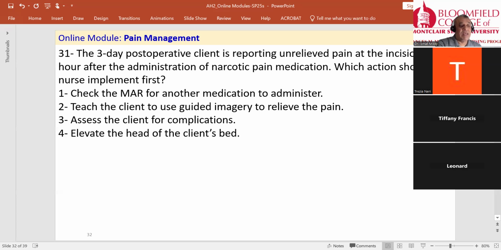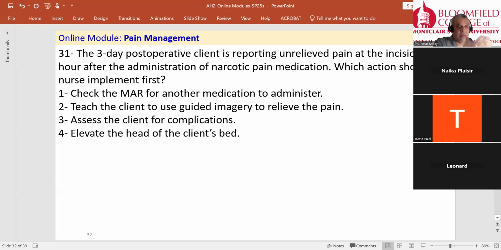Number 2, the client in pain is not ready to learn. They cannot learn when they are in pain. So if the narcotic medication is not successful, something else may be occurring. The patient may be experiencing other complications. Something is cooking, as we say, right? Number 4, elevate the head of the client's bed. Repositioning the client may or may not help, but we have to assess the client first. So I think the key element here, or keyword, is assess first. So assessment and then intervene.